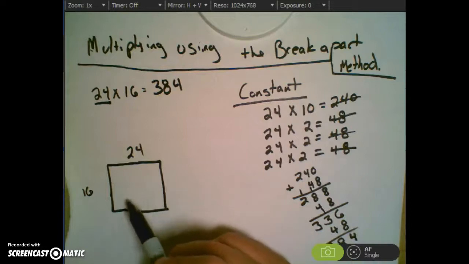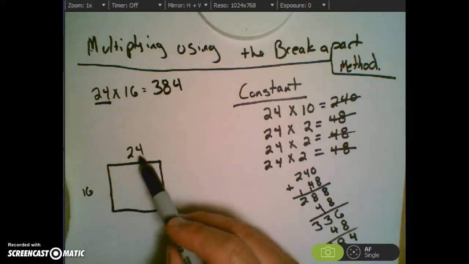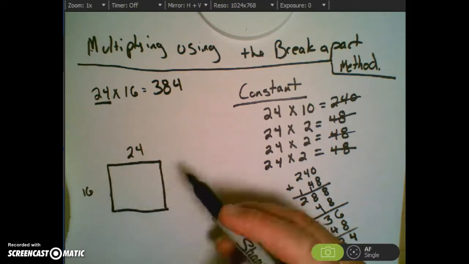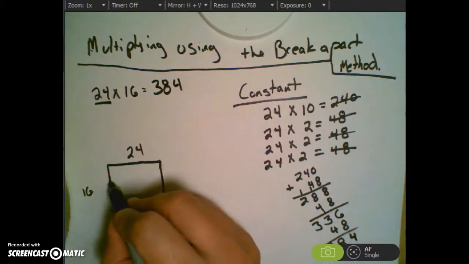So it's just like this array over here. We know that multiplication can be shown in arrays. So I have a 24 by 16 array. I have 24 columns and 16 rows. I don't break the columns up. What I do is I break the rows of 16 up.